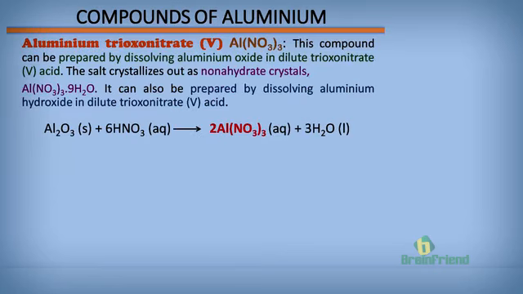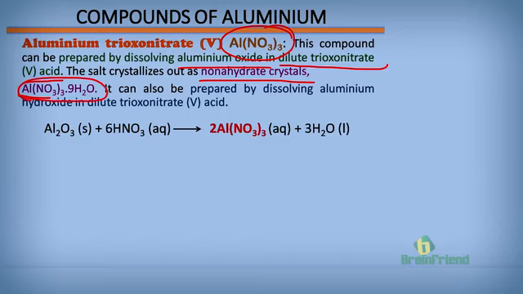Next, we have aluminium trioxonitrate 5 with this formula. This compound can be prepared by dissolving aluminium oxide in dilute trioxonitrate 5 acid. Now, the salt, of course, is going to crystallize out as what? Nonahydrate crystals. This means that it has 9 molecules of water. This crystal is going to contain 9 molecules of water. So it comes out as what? A nonahydrate crystal, which is aluminium nitrate nonahydrate.